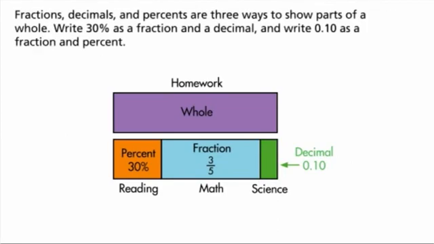Fractions, decimals, and percents are 3 ways to show parts of a whole. Write 30% as a fraction and a decimal, and write 10/100 as a fraction and percent. You can use reasoning to write quantities as a fraction, decimal, or percent.